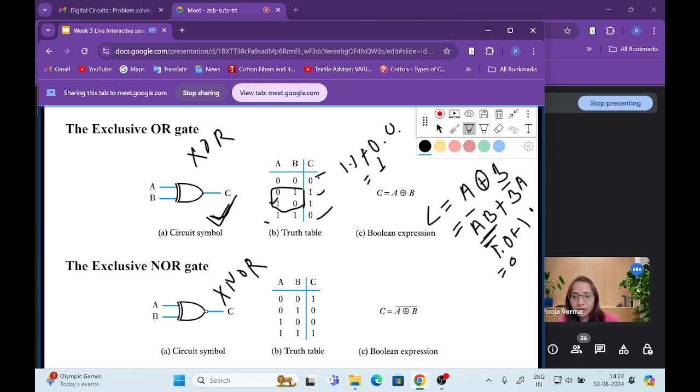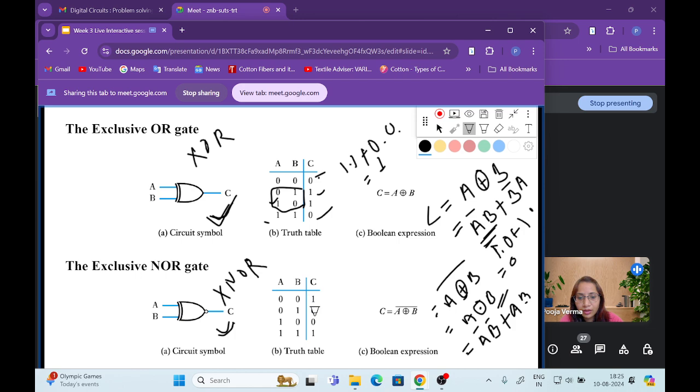Next one is the XNOR gate. The XNOR gate is represented by this symbol, and the Boolean expression for the XNOR gate is A XNOR B, or it is also represented by this dot symbol. The simplified expression for the XNOR gate is A bar B bar plus AB. The XNOR gate is opposite to the XOR gate. When both inputs are the same, the output will be 1. When the inputs are different, the output will be 0.